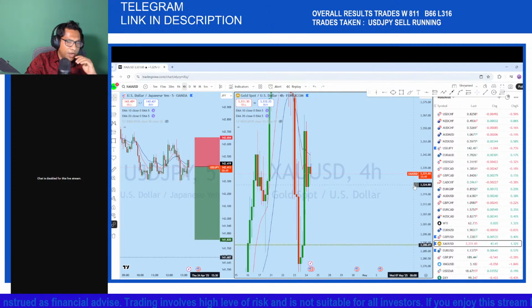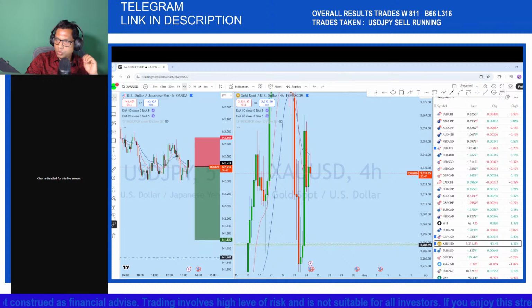So here we can see the market possibly returning back in that area.